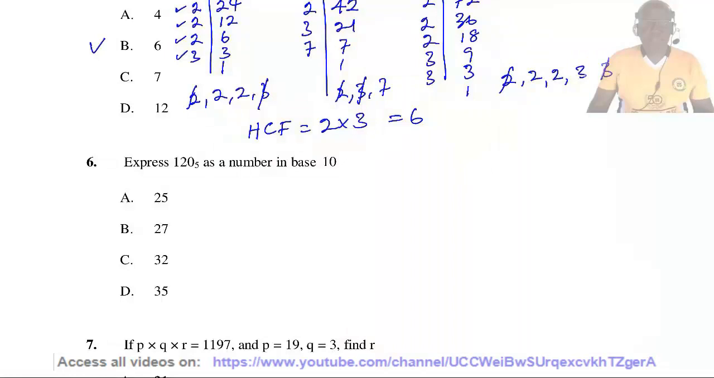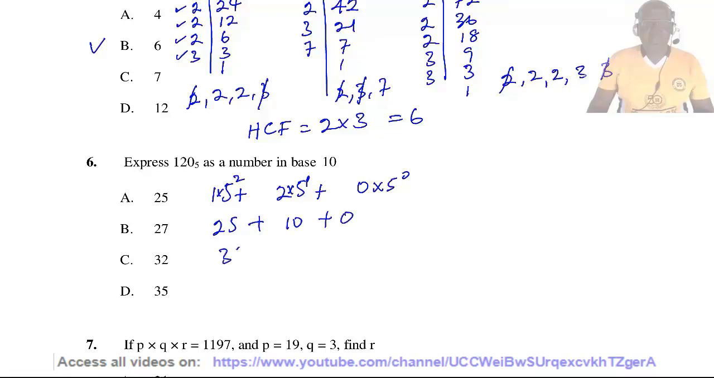Question 6. Express 120 to the base 5 as a number in base 10. We shall first write 1, 2, 0, and then base 5: 5 raised to the power 0, times 5 raised to the power 1, times 5 raised to the power 2. This is 25 plus 10 plus 0. So 35. So the answer is D.